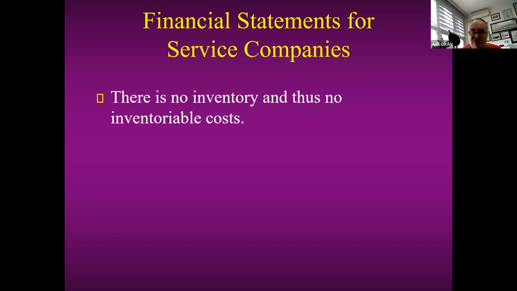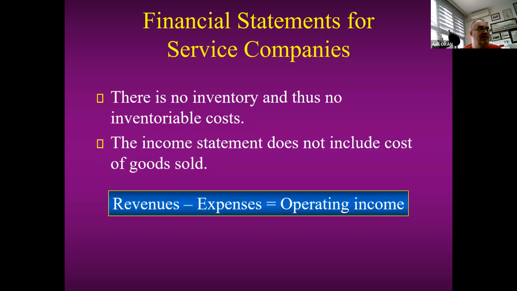It might be a car wash, so you're washing cars, right? So that is a type of service revenue. So no inventory, and thus no inventoriable costs in a service company. So also in the income statement, balance sheet, no inventory. Income statement, you don't have cost of goods sold. You simply have your revenues, whatever types there are, and then minus the expenses, and that gives you your operating income.